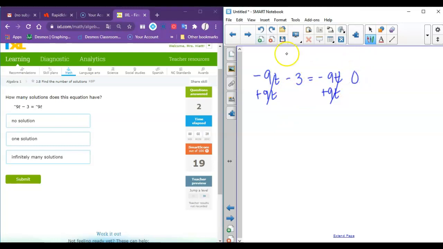So you can kind of start doing these in your head where you see you've got that negative 9t and a negative 9t, and you can just cancel those out, and you just have negative 3 equals nothing, negative 3 equals 0, which is false, so this one is no solution.